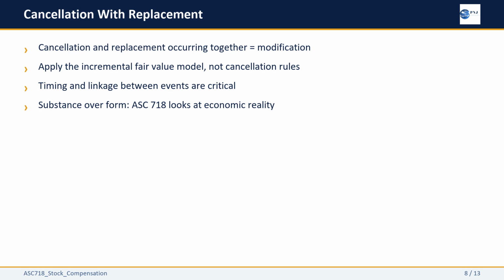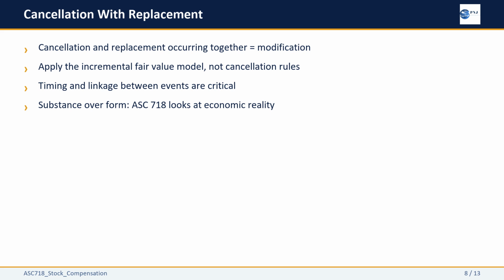When an award is canceled and replaced with a new award at the same time, ASC 718 treats the transaction as a modification rather than a true cancellation. You apply the incremental fair value model. Measure the fair value of the new award and subtract the fair value of the canceled award, both at the transaction date. The timing and linkage between the cancellation and the new grant are critical.